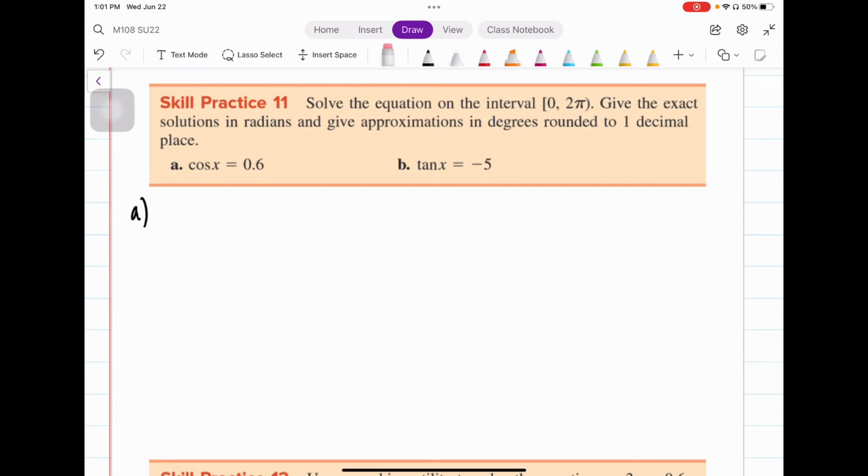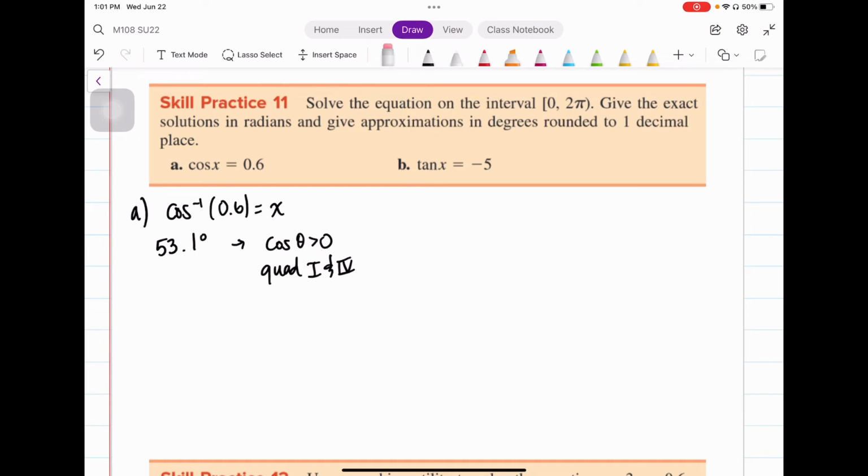The cosine x equals 0.6 is the same thing as the inverse cosine of 0.6 equal to x. My calculator returns a value of 53.1 degrees for this first answer. Let's think about cosine though. We're talking about from 0 to 2 pi. Cosine x is positive in the first and fourth quadrants. This is a first quadrant angle. So we need to find the reference angle that corresponds.